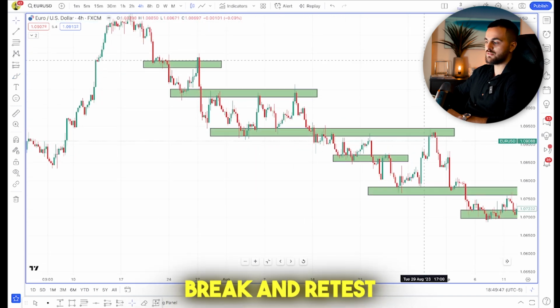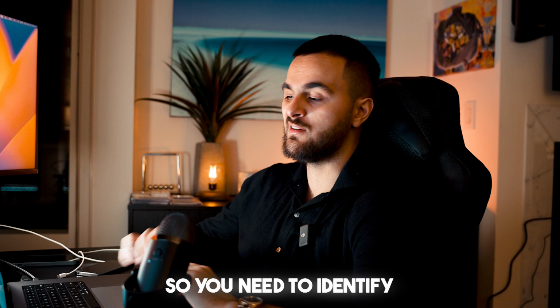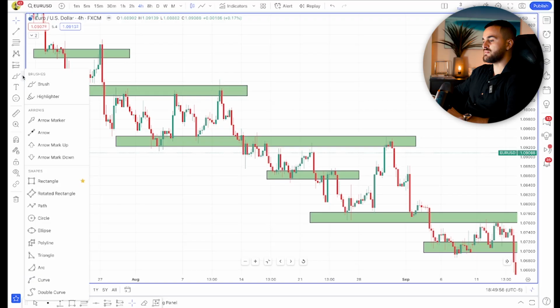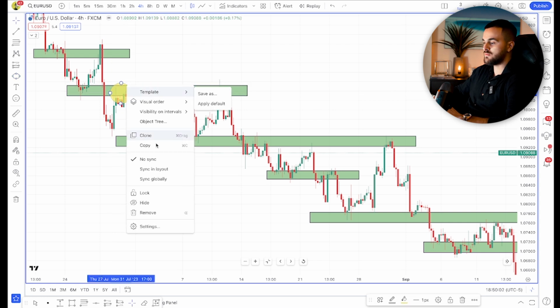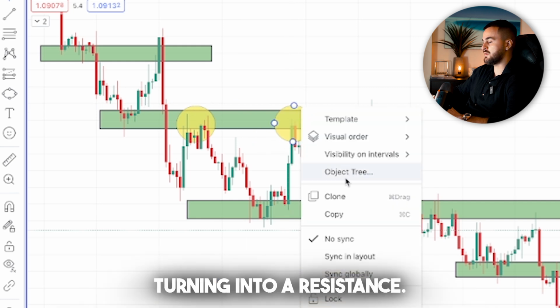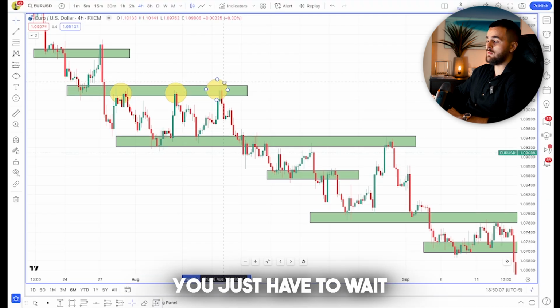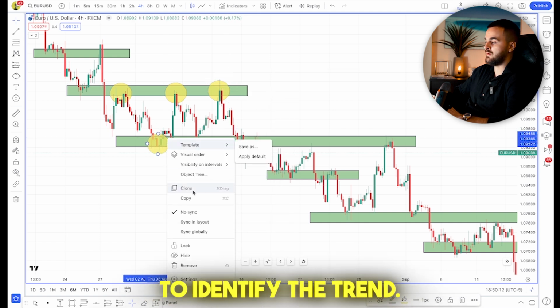Honestly, break and retest. Break and retest works good when you have a trending market. You need a trending market, so you need to identify the trend. You need to see, okay, this thing is trending in a certain direction, because then you're going to go with those trending moves. You're going to go for those break and retests, or those previous support levels turning into resistance. You just have to wait for these to set up. You have to wait to see the trend. You have to wait to identify the trend.